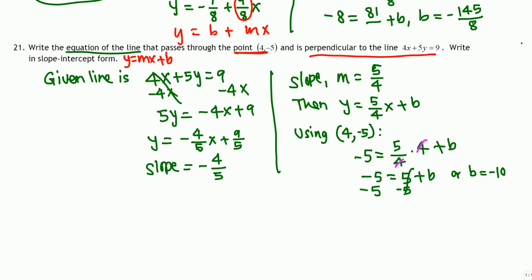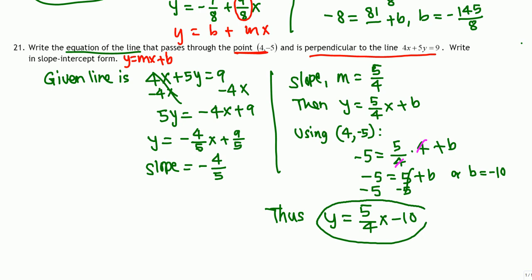Okay, now we have everything. Thus the equation of the line is y equals mx plus b. So 5 over 4x plus b, which is minus 10, so plus negative 10. Final.